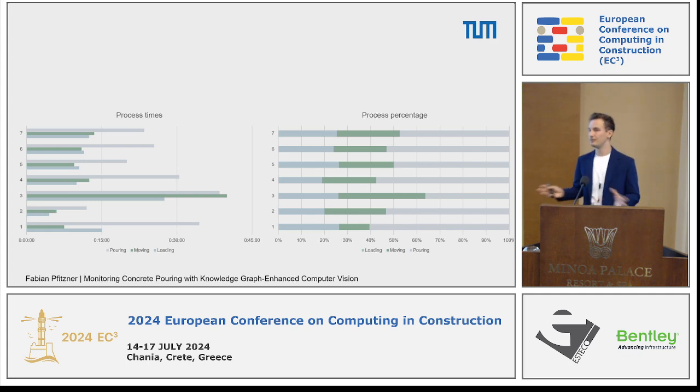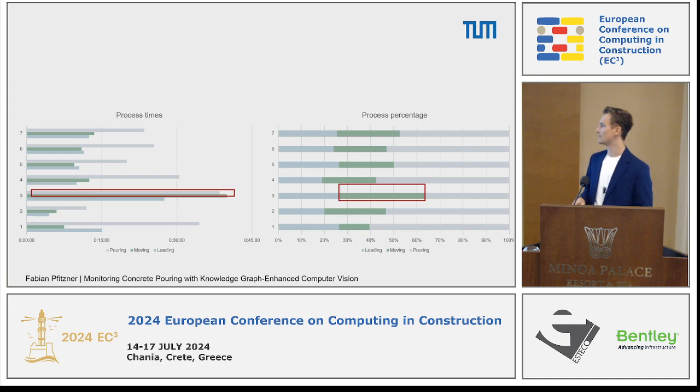We now have a very precise method for detecting specific states of a construction process. The first thing we did was look at some additional samples and the process times. On the left side, you can see the amount of process time, and on the right side the percentage. By looking more closely at these samples, we can see there are some outliers.